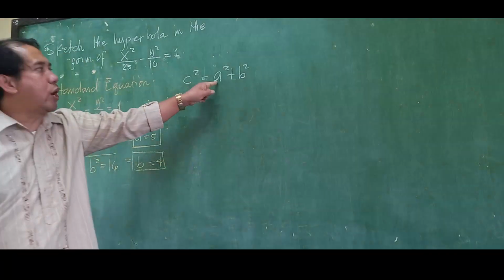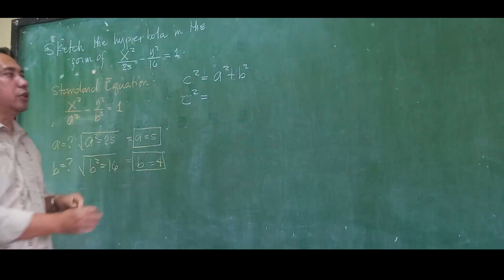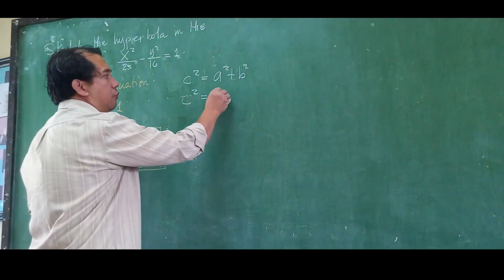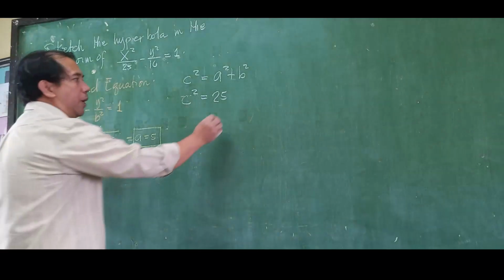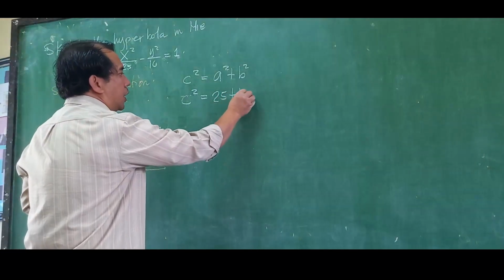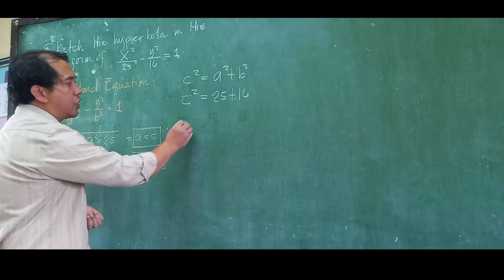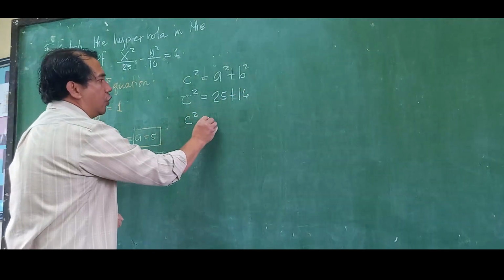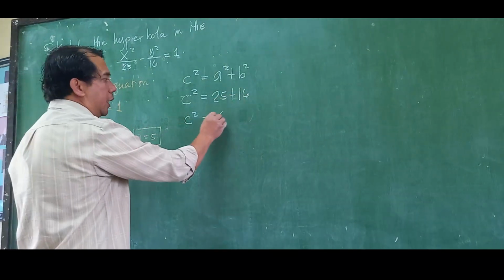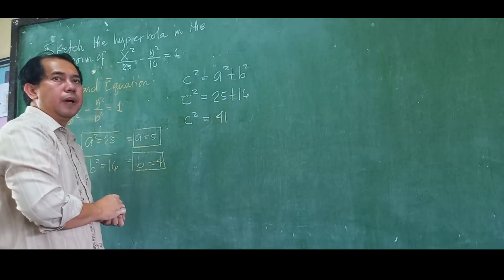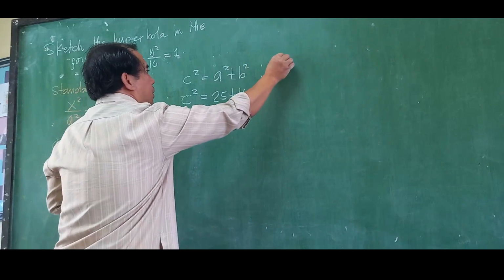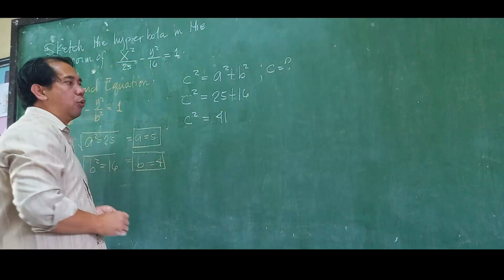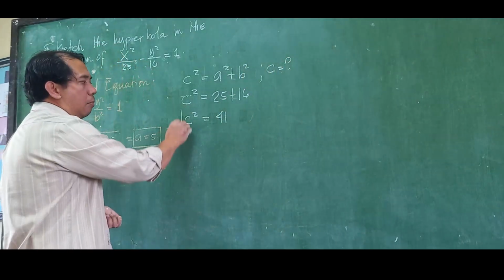Now, your C squared is already defined by this. What is your A squared? A squared is 25. What is your B squared? 16. So, plus 16. Now, C squared has a value of 41. We are looking for C, so with that, extract the root of both sides.